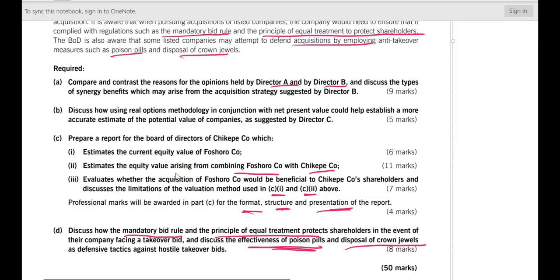Okay, in order to solve this question, we need to solve the 4 parts. But first of all, let's solve the third part, part C, the numerical version. Then obviously once we have completed the numerical version, then we will shift to the theoretical part. So let's start with the very first part, current equity value of the Fushoro company.